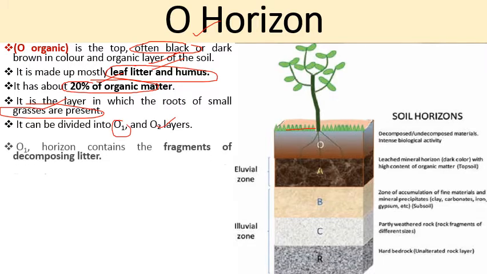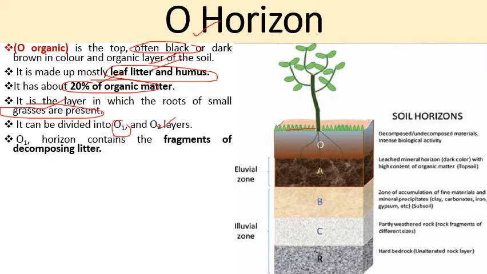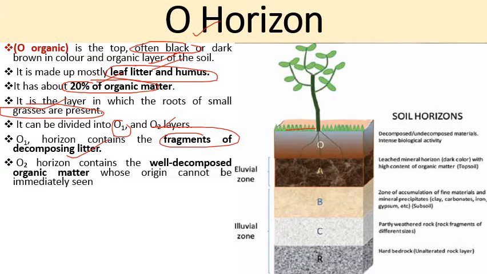This O1 layer contains the fragments of decomposing litter. It means इसमें जो partial degradation है leaf का, litter का, वो start होता है. Then O2 horizon, it contains well decomposed organic matter, that is humus, whose origin cannot be immediately seen. तो इसका जो origin है हम immediately इसका नहीं देख सकते हैं. So it is the layer which is present just below the O1 horizon.